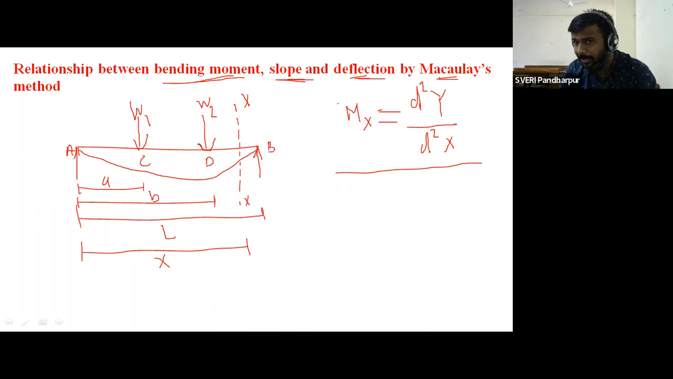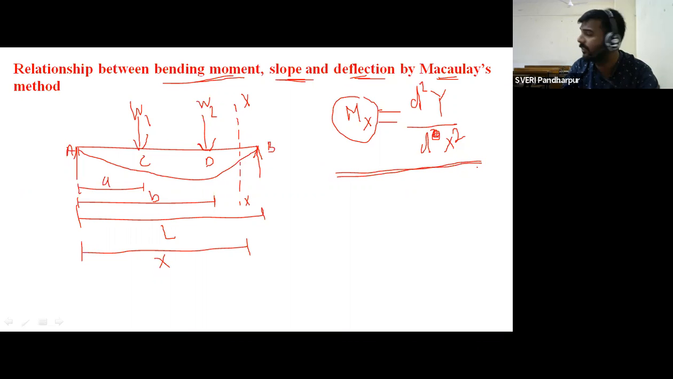So what does this particular formula indicate? Mx is equal to EI d square y upon dx square. So this particular equation represents the bending moment at section XX. This is the standard formula.